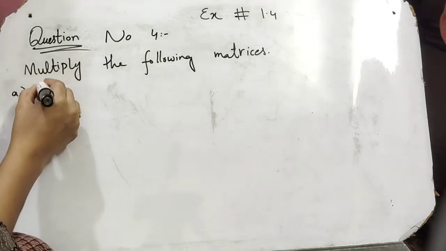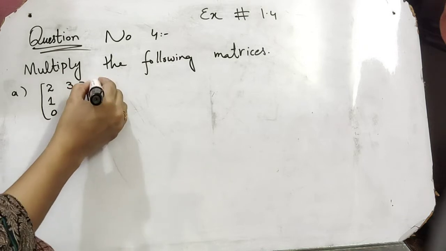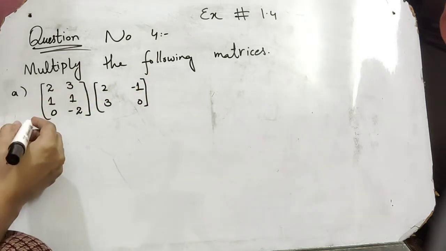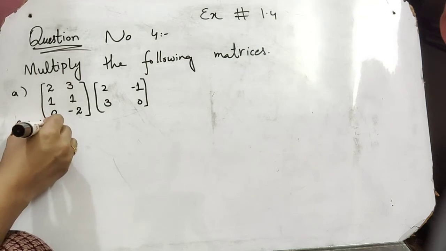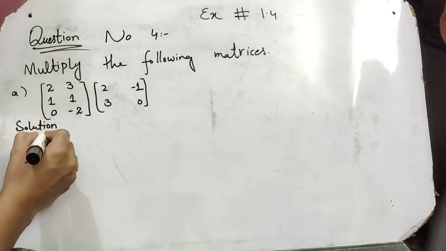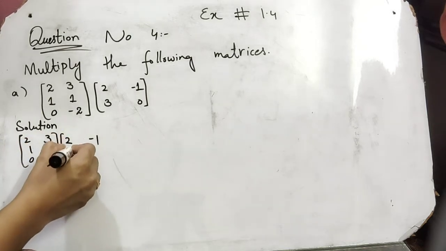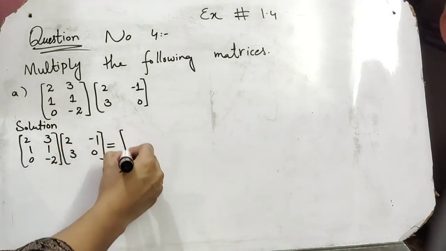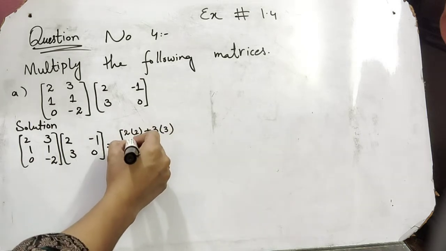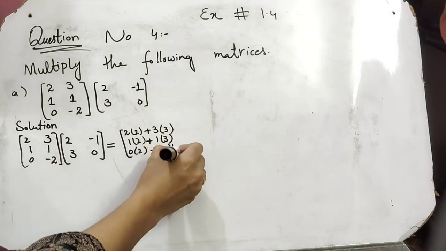First we solve part A, which is [2, 3; 1, 1; 0, -2] multiplied by [2, -1; 3, 0]. So this equals 2 into 2 plus 3 into 3, 1 into 2 plus 1 into 3, 0 into 2 plus minus 2 into 3.